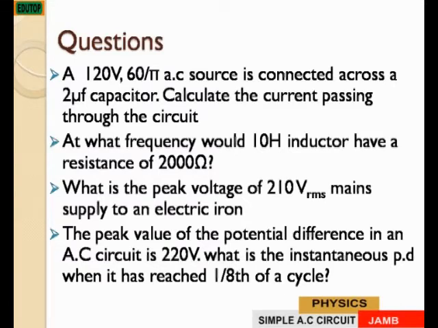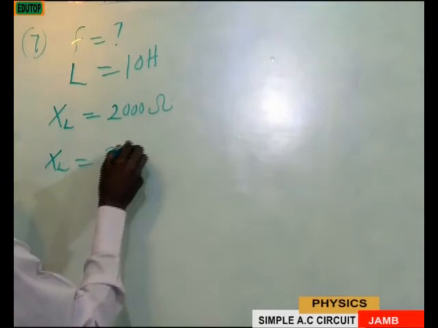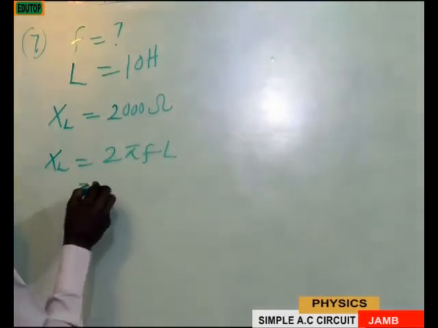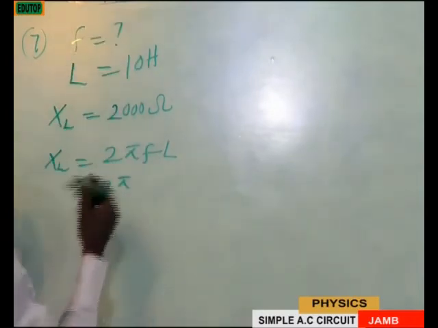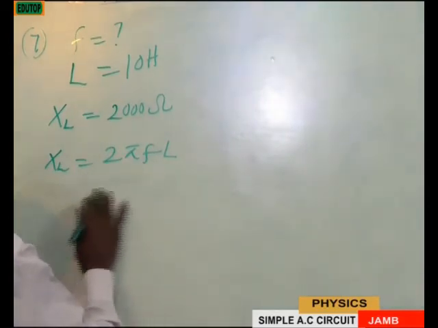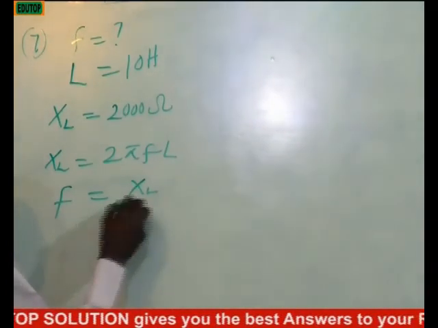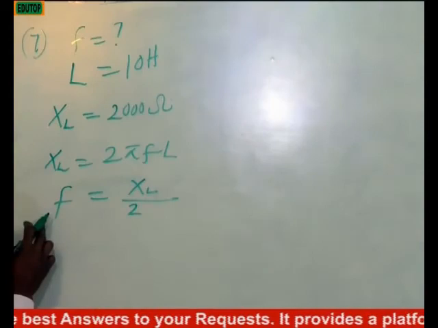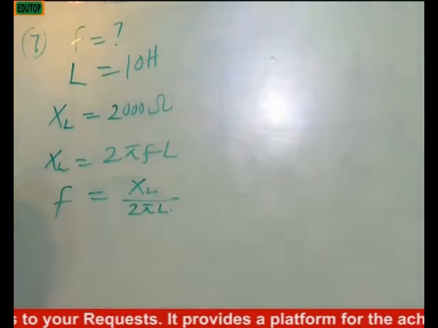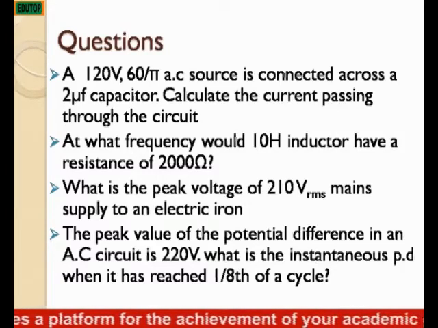So how do we calculate for frequency? Let's look at this. You remember the formula for inductive reactance, which is 2 pi fL, which is equal to 2000. f is what we are looking for. In fact, from here, let's make f the subject of the formula. f is equal to XL divided by 2 pi L. By the time we make frequency the subject of the formula, we are going to have this.